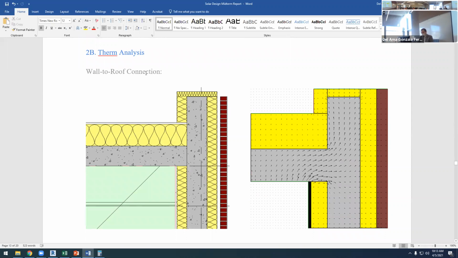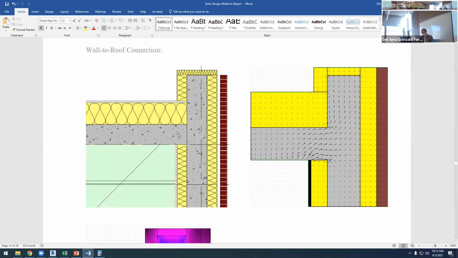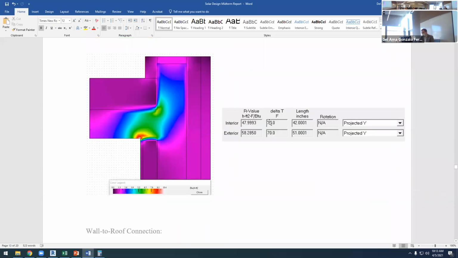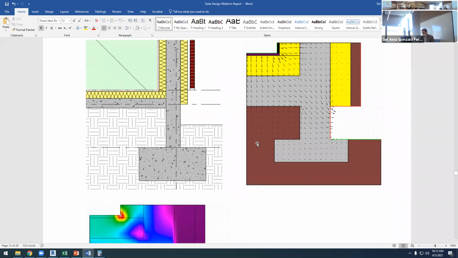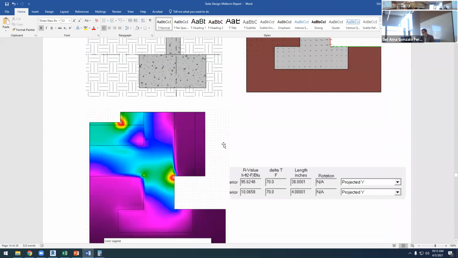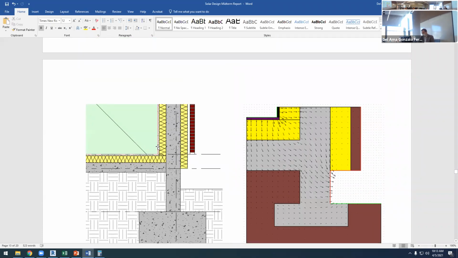Okay, what about the THERM analysis? You have the THERM analysis. This is the detail, nice detail with 18 inches of rigid insulation here. You have analyzed that. And I think they are pretty good because you are wrapping this with thermal insulation, and then you have this double thermal insulation layer outside the building. So I think it's a good detail.